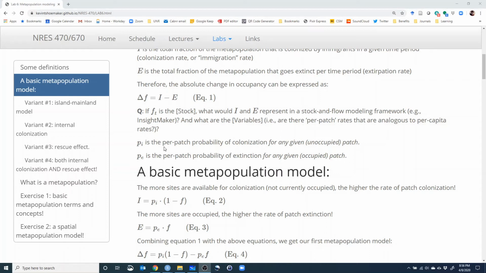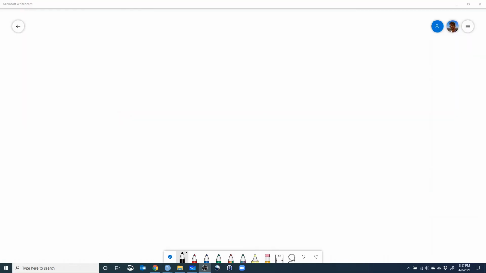And the answer is yes, and there are two. We have the per patch probability of colonization, that is P sub I, and P sub E is the per patch probability of extinction for any given occupied patch. All right, let's go to the whiteboard now.